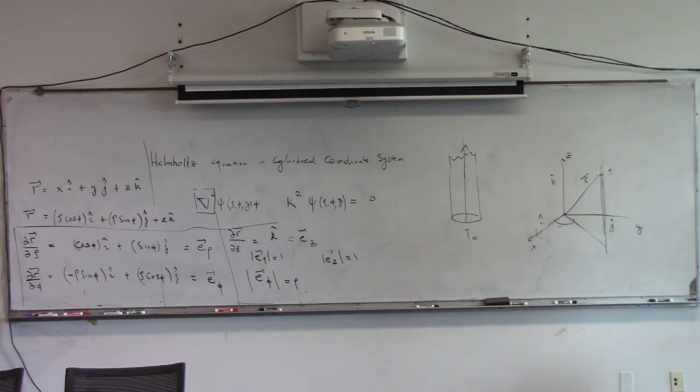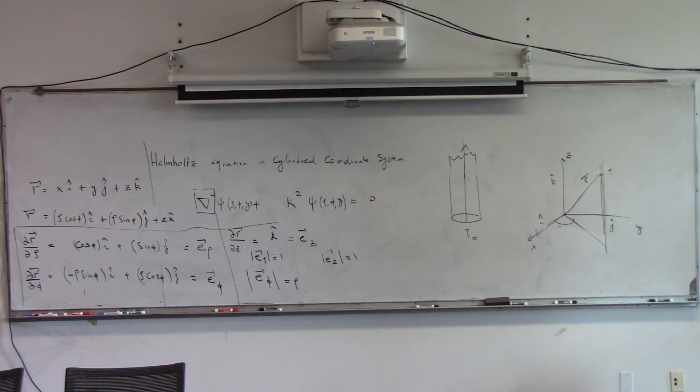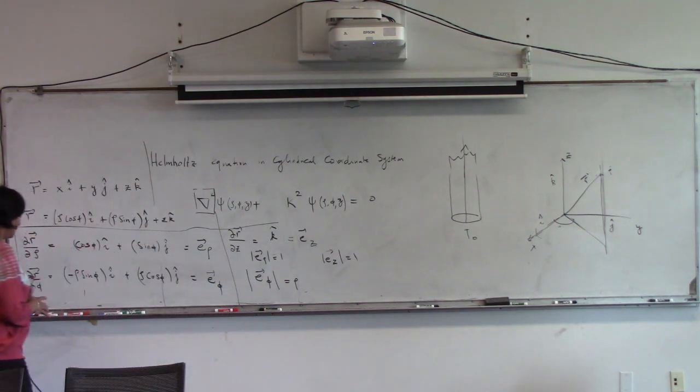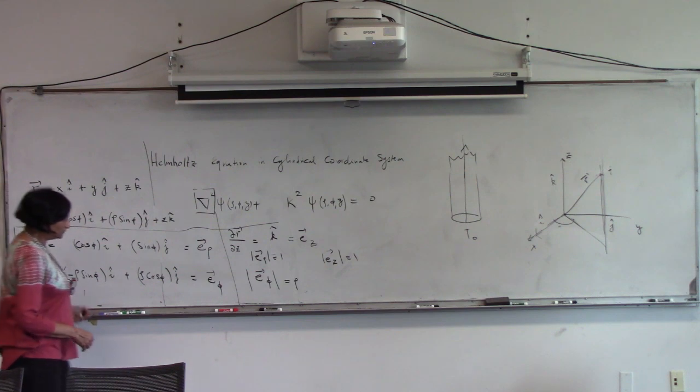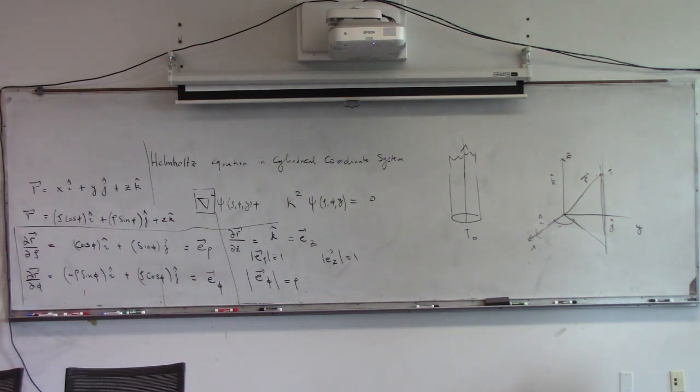And what is the property of E rho, E phi, and Ez? Can you tell me one more property of these? We know these two have unit magnitude. What else can we do? What else can you put? I'm just putting some equation. Can you observe anything else on this?